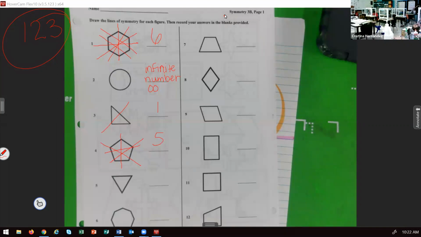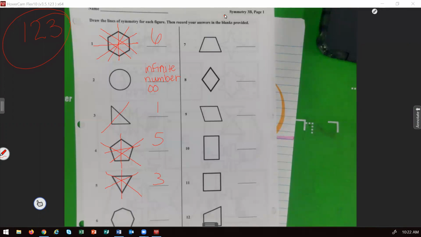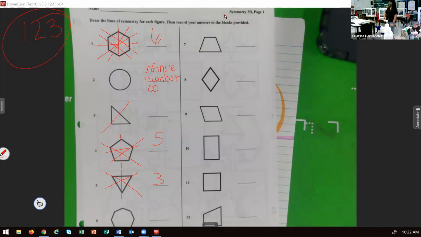What's the name of the shape on number 5? A triangle. It appears to be an equilateral triangle, which means all these sides are the what? Same. So how many lines of symmetry is this triangle going to have? 3. Good. Look at y'all, my little symmetry wizards. How many sides does this have? 6. And it's called a hexagon. Oh, the next one? Count them again.